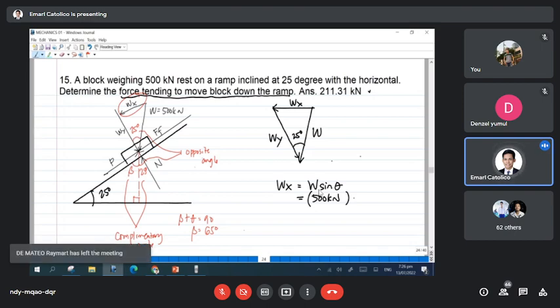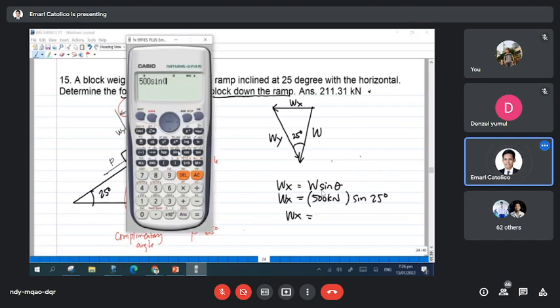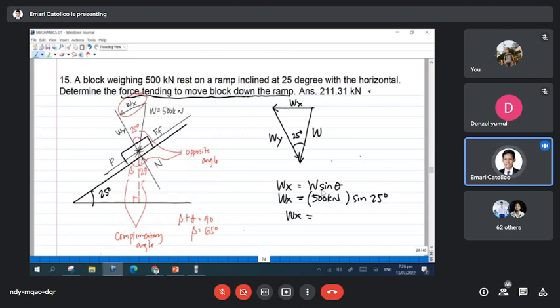Sine 25. So, yun. Makukuha mo na si number 15. 500 sine 25 is 211.31 kilonewton. Okay, so I hope naintindihan nyo. Okay, next item. So, ganyan dapat mga solution nyo. Ganyan lang kaikli. Huwag nyo nang pahabain.